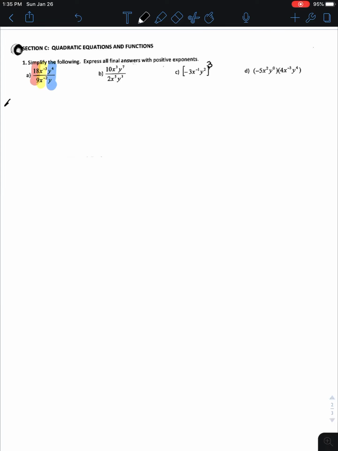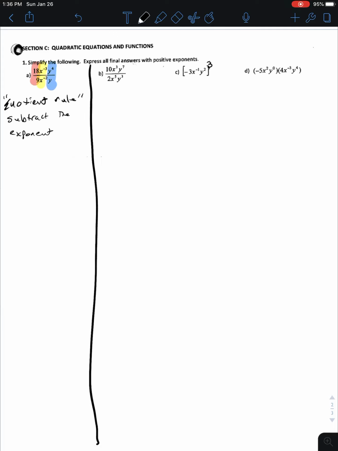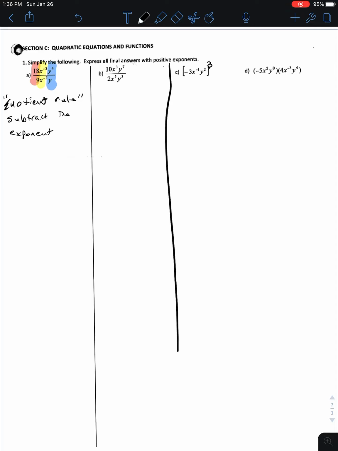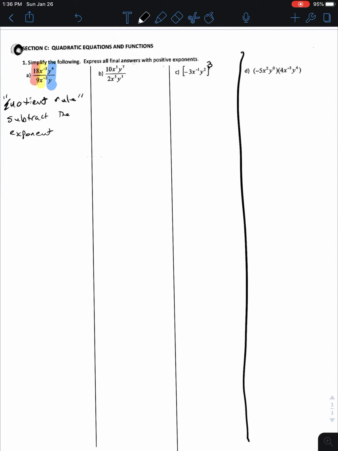And when I see division, that's what's known as the quotient rule. Let's just say spelling's not my expertise. So it's quotient rule. When you use quotient rule, you subtract the exponents. Just like multiplying is add, and we'll draw lines down the page so we stay within the context.